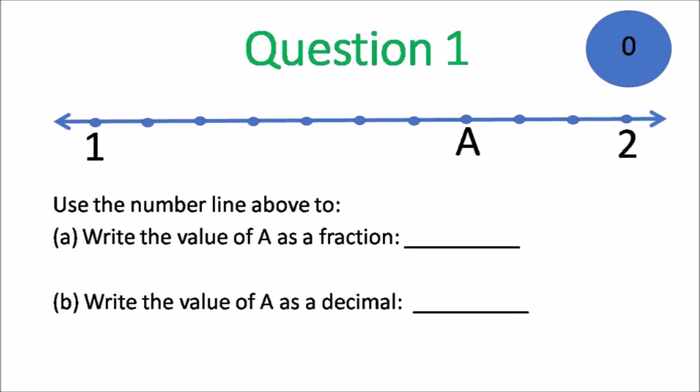Question 1. Use the number line above to A, write the value of A as a fraction, and B, write the value of A as a decimal. The timer is off and running. You should be completed by the time we get to 0. So get cracking, BJC students.